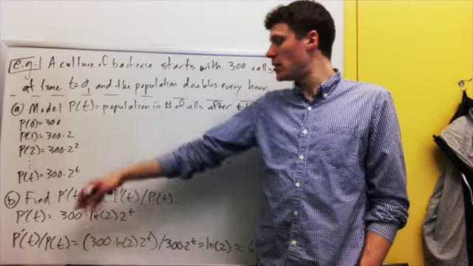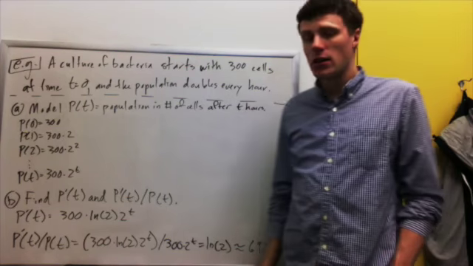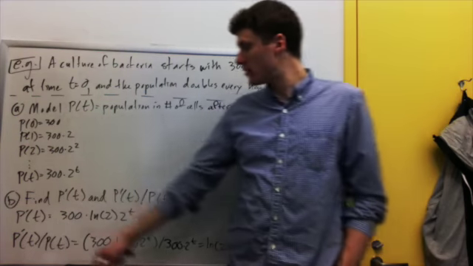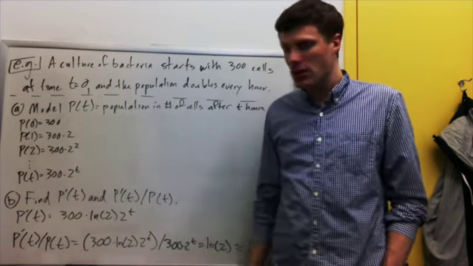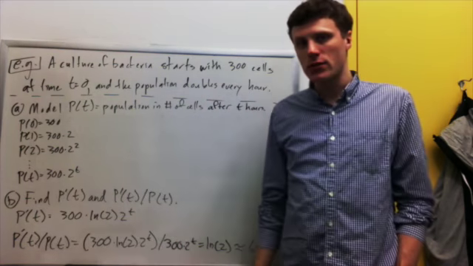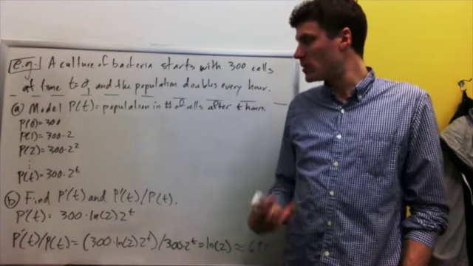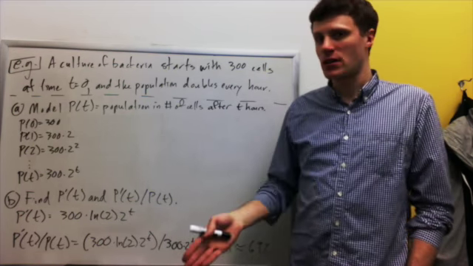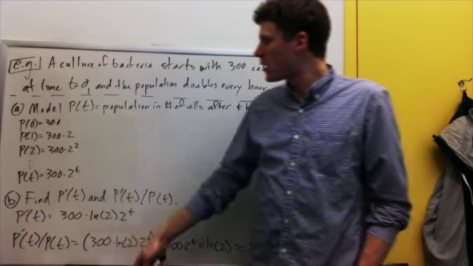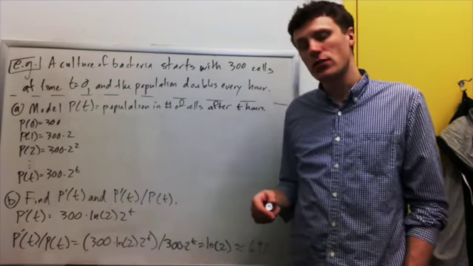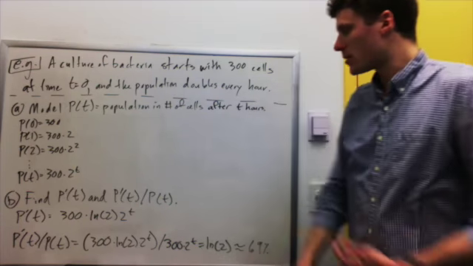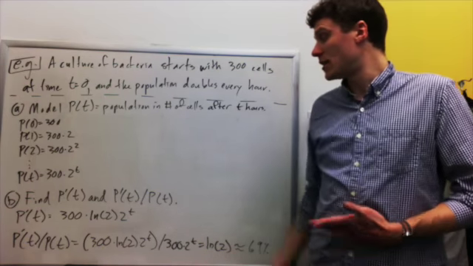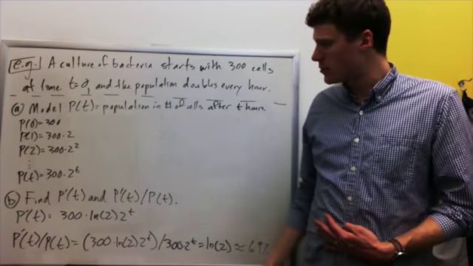Now let's find p prime of t and p prime of t over p of t, which is the absolute growth rate and the percentage growth rate. So when we find p prime of t, we take the derivative of 300 times 2 to the t. The 300 stays, and the derivative of 2 to the t is, again, I won't need you to memorize what the derivative of 2 to the t is, but in the case of homeworks, I might ask you what that is. But anyways, the derivative of 2 to the t is the natural log of 2 times 2 to the t. So the population is growing at a rate of 300 times log of 2 times 2 to the t each hour. Okay, so that's the absolute growth rate.